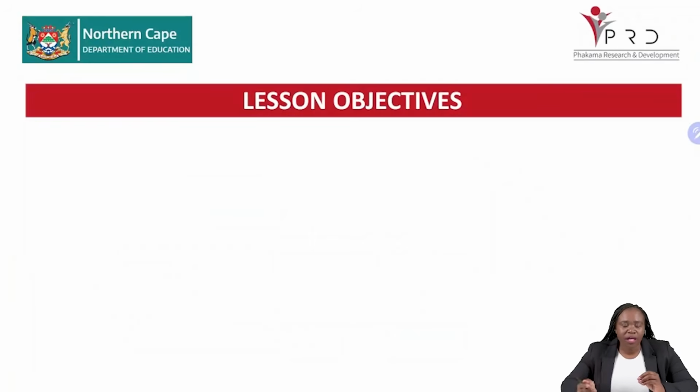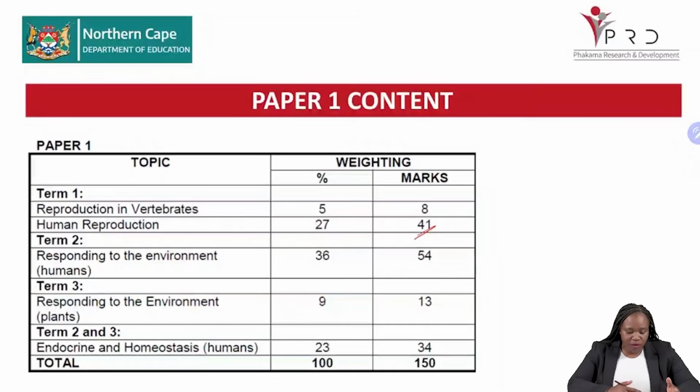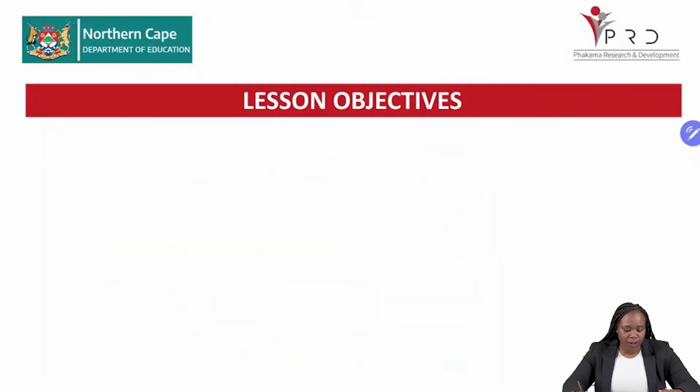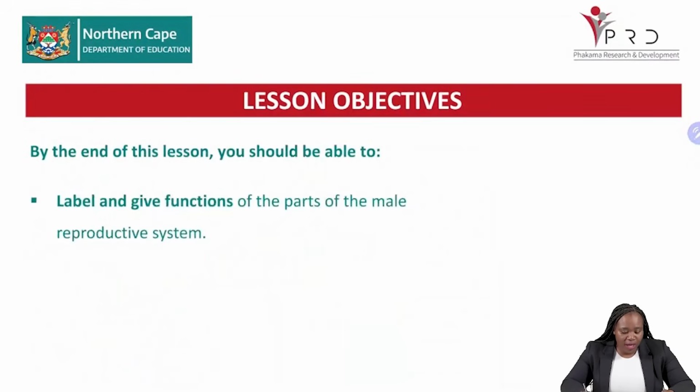So here we will be looking at all of these different topics that we've just mentioned on the previous slide. All of these would possibly be part of the questions that we are going to look at in both question 2 and question 3. By the end of our lesson today, we should be able to label and give functions of the parts of the male reproductive system. So we look at the male reproductive system, we will look at the different parts that make up the system, as well as their functions.